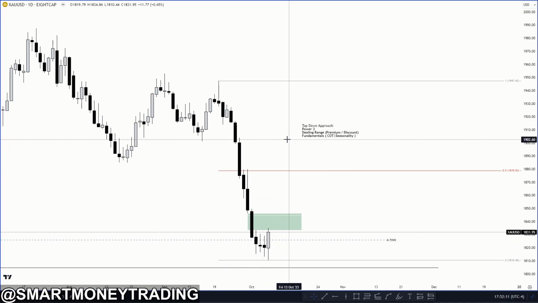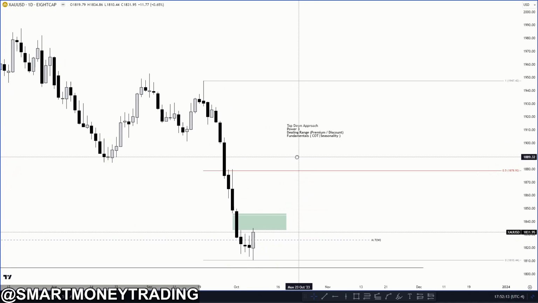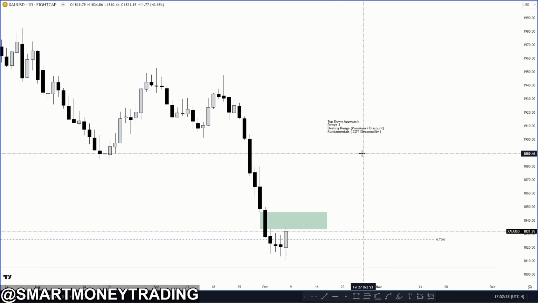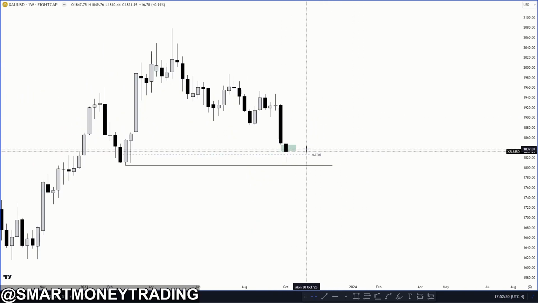But if we were to rally up, of course, I'll be looking to have that lower movement from anywhere up here. Of course, using that top-down approach is very important. Power 3 on the weekly chart too. How this candle opens up next week is very important. The open, high, low, and close.